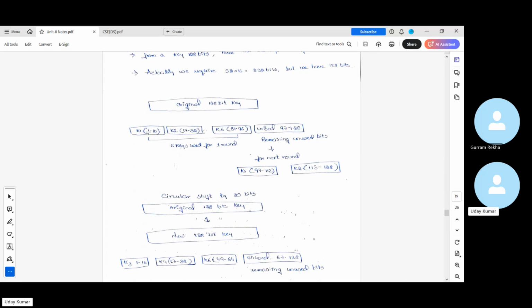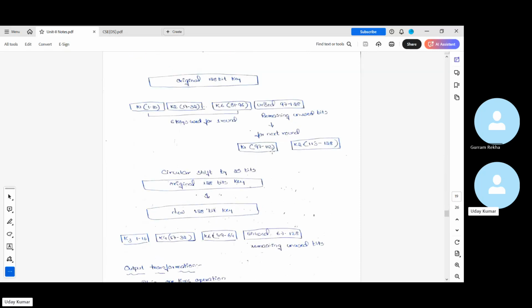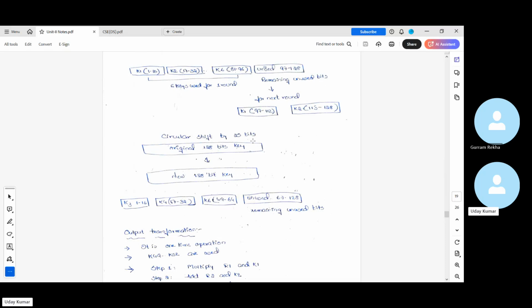K1 is bits 1 to 16, K2 is 17 to 32, K6 is 81 to 96, and unused is 97 to 128, students. These are the remaining unused bits for the next round, so 97 to 112 will be K1 and K2 will be 113 to 128. So all the 128 bits are used. Now you have to circular shift the original 128 bit key by 25 bits. You'll get a new 128 bit key. So key 1 and key 2 for the next round are already there.